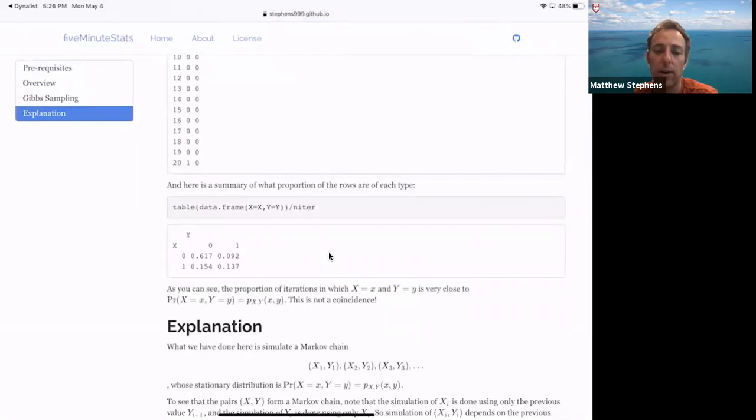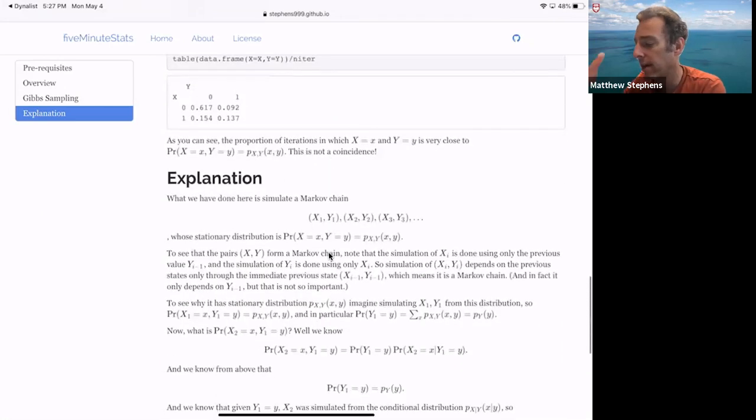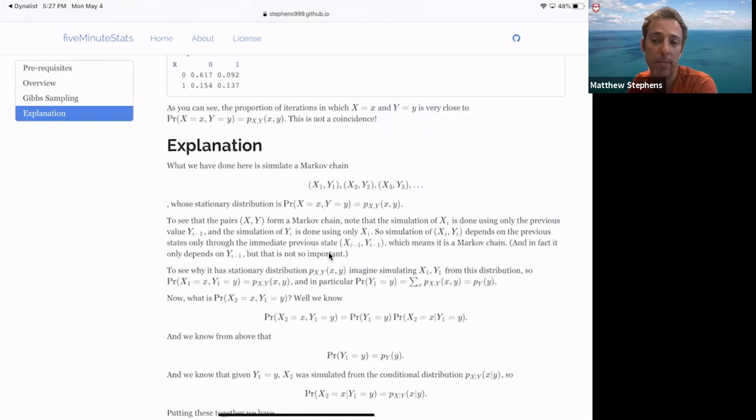Okay, so what's the explanation? Why is it the case that when we iteratively generate x from its conditional given y and y from its conditional given x, and we repeat that, the Markov chain that we define in that way has the joint distribution of x and y as its stationary distribution? Remember what stationary distribution means. It means that if we generate an x and a y from that stationary distribution for, say, x1 and y1, then the distribution of x2 and y2 will also be the stationary distribution. So if you start there, you stay there.